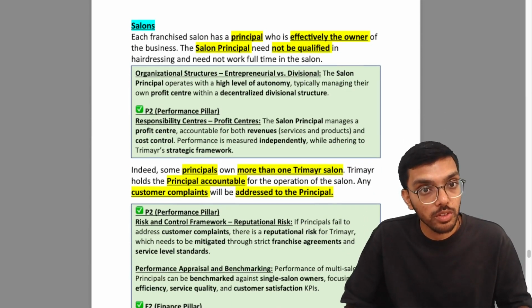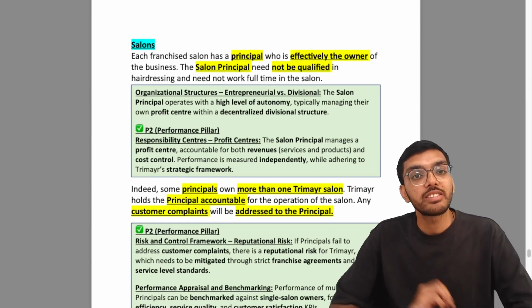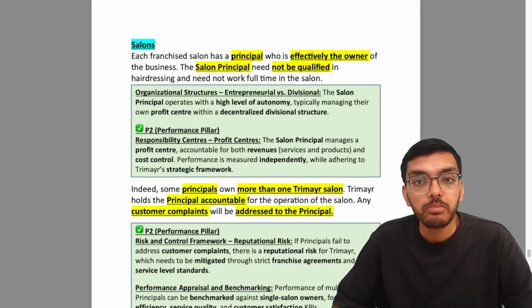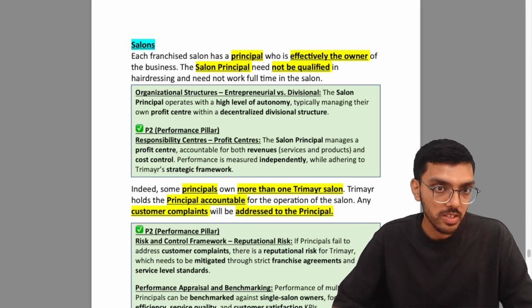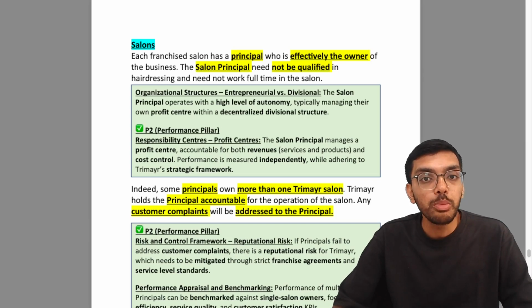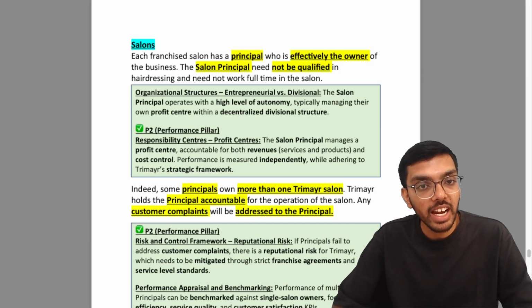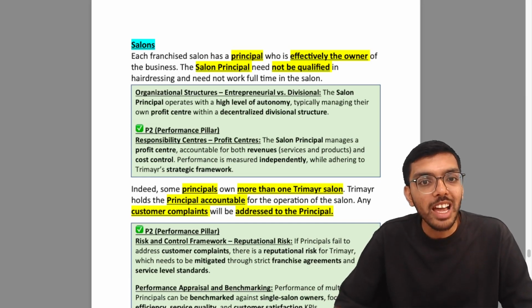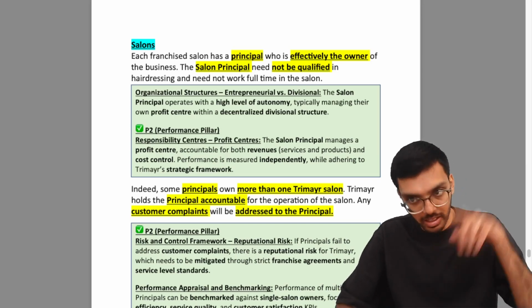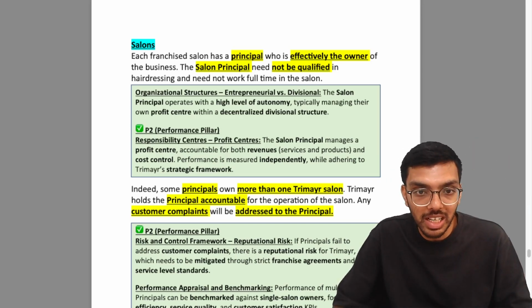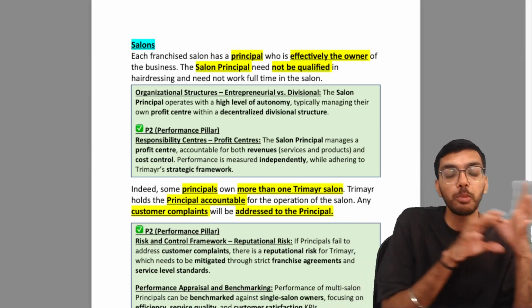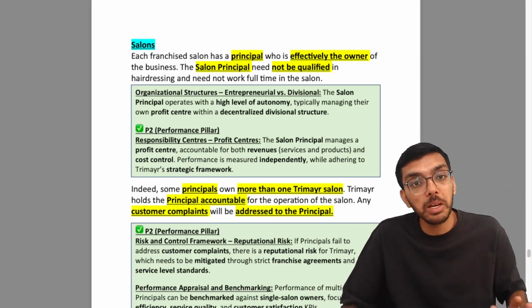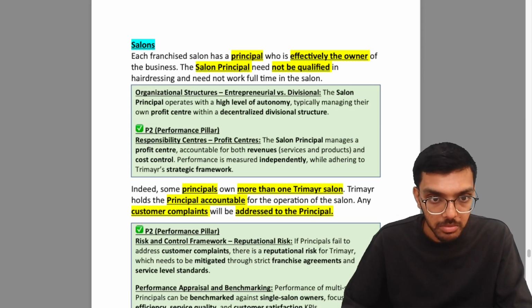Next, the salons. Each franchise salon has a principal who is effectively the owner of the business. The salon principal need not be qualified in hairdressing and need not work full-time as well. So the salon principal operates with a high level of autonomy, typically managing their own profit center that we have already spoken about multiple times. So the discussion of responsibility centers has already been made for you earlier.